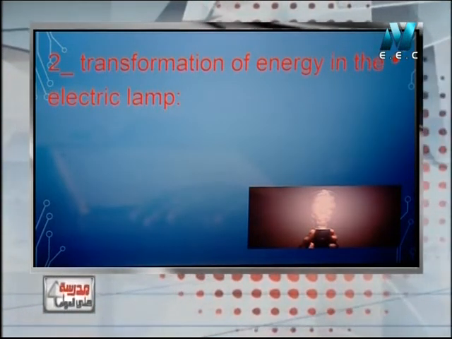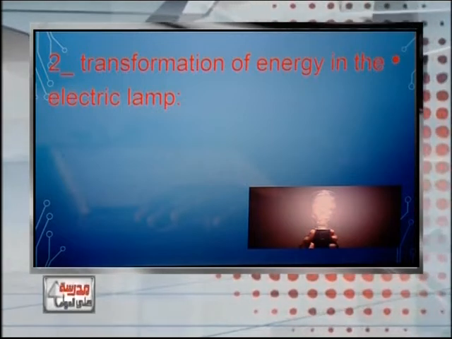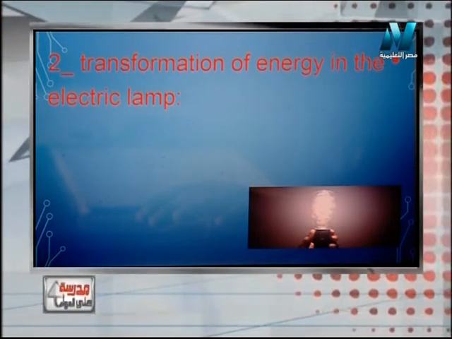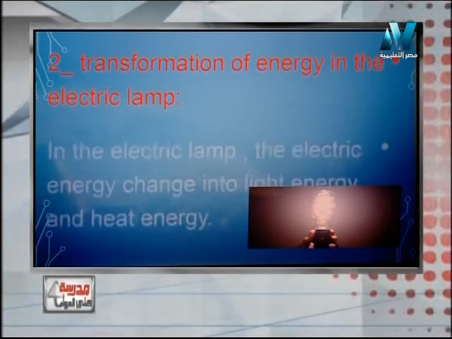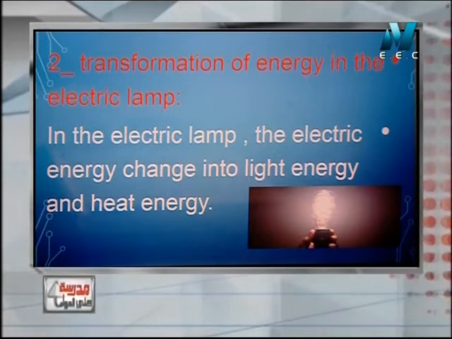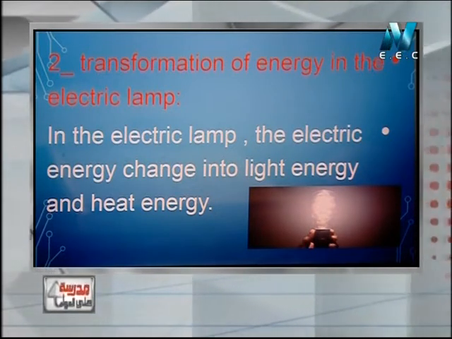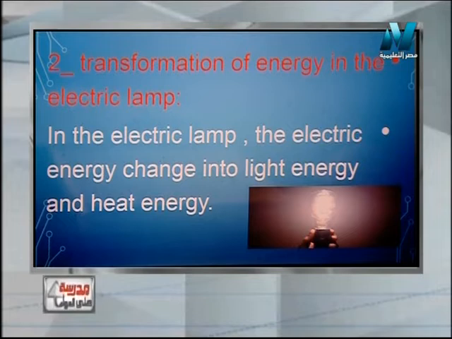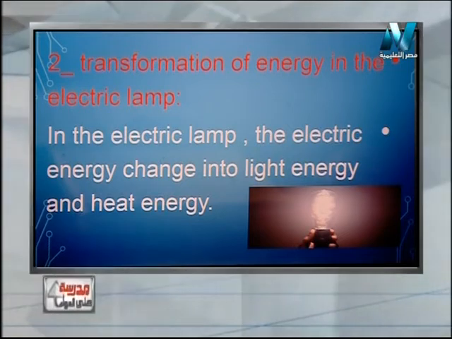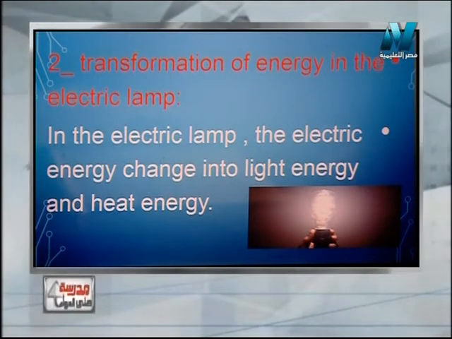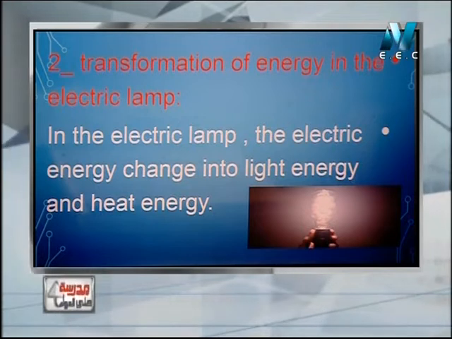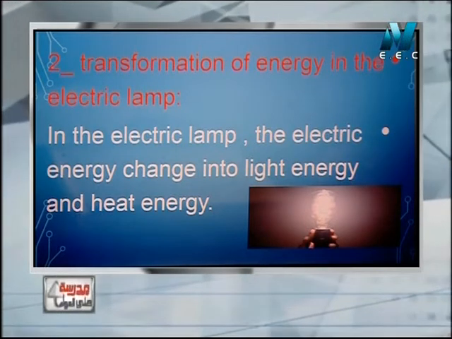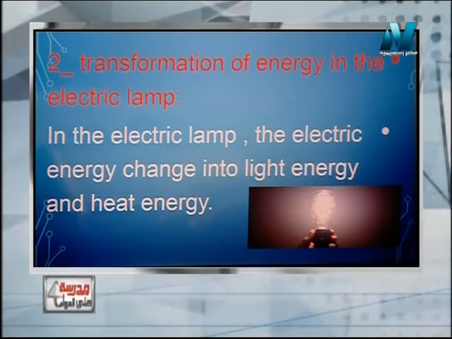What do we need to get light from the lamp? We need to connect the lamp to an electric current, to an electric source. In the electric lamp, the electric energy changes into light energy and heat. If you touch the lamp, you get hot because it changes electric energy into light and heat energy.